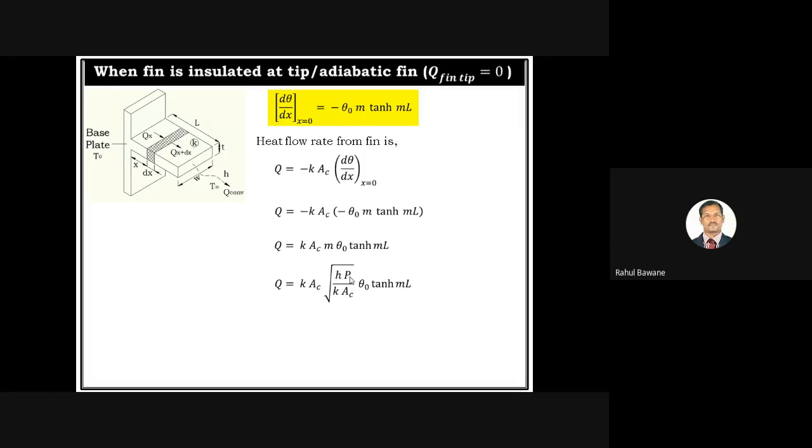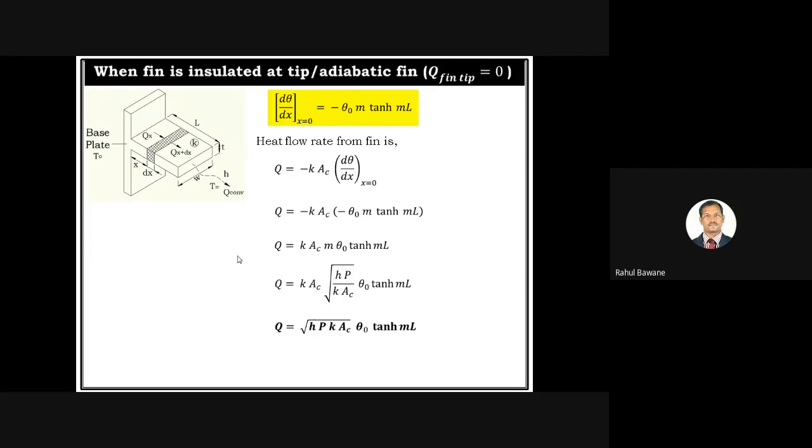Now what is the value of m? m is the square root of hP upon kAc. h is the convective heat transfer coefficient, P is the perimeter, k stands for thermal conductivity, and A is the cross sectional area. Now this k cross section area outside the square root, if I shift it into the square root, it becomes a square. So I can cancel this k cross section area with that square term. So we obtain our regular equation, square root of hPkAc theta 0, but the additional term is tanh mL.